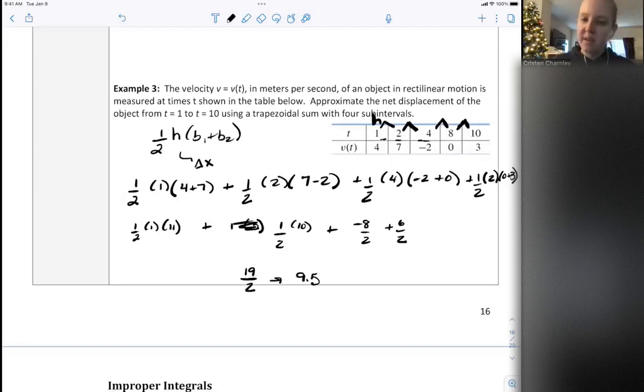All right, I wound up with 19/2, which is the same thing as 9.5. What would the units be? We're integrating, what are we integrating? Meters per second. Meters, awesome. So the displacement is 9.5 meters. Let's add on the time piece as well. So 9.5 meters displacement over what time interval? t equals what to what? 1 to 10. 1 to 10 is perfect. Awesome.